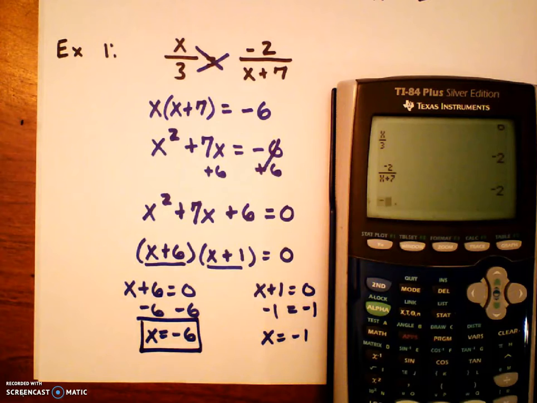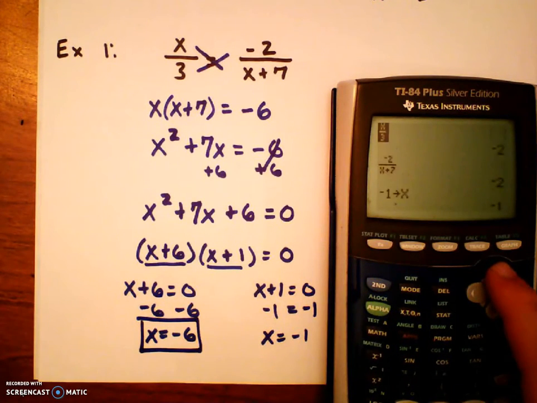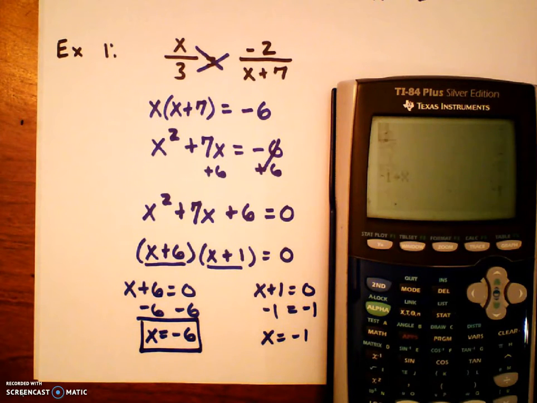So negative 1, store x. I'm just going to scroll up here. I don't have to retype these in. Just scroll up and hit enter on the ones you've already typed in. That will get you negative 1/3.